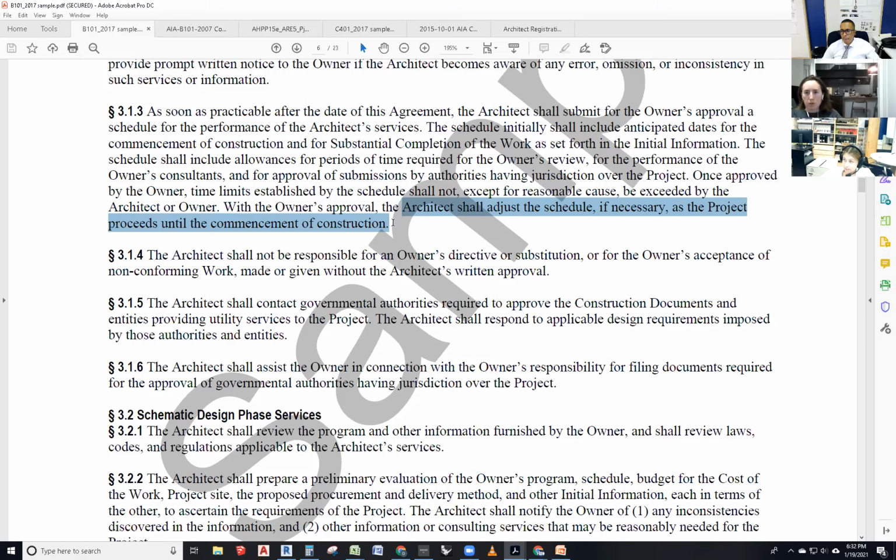So once construction commences, you have a contractor who provides a schedule for construction. Exactly. You don't want to step beyond your own realm. You don't want to step on somebody else's world. Your job is to deliver architectural services from schematic to construction documents. And that's the schedule you really care about on your end for the B101.